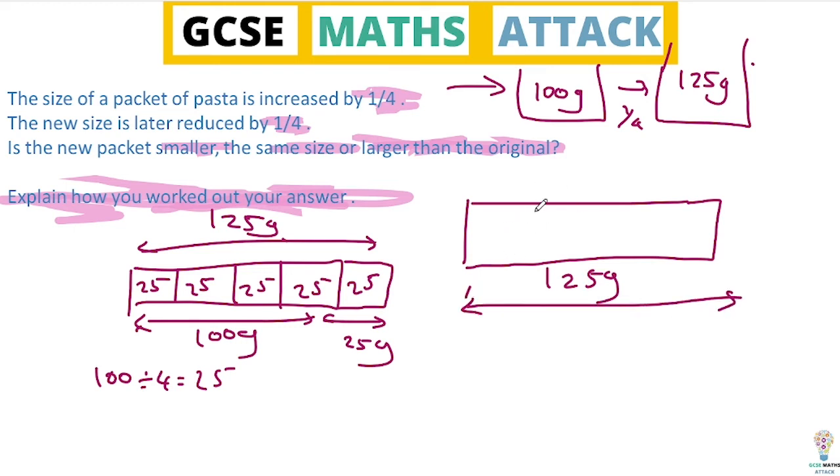You're going to split this into 4 equal pieces. So that's 1, 2, 3, 4. And you're going to do 125 divided by 4, which is 31.25 grams.